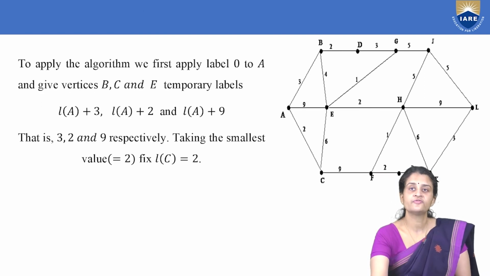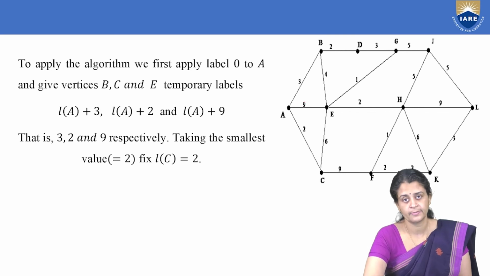Applying this algorithm, we first apply label 0 to vertex A. Then we can give labels to vertices B. What are the vertices adjacent to A? You can see that there are B, D, and C. L of B can be given as L of A plus 3, L of D as L of A plus 9, and L of C as L of A plus 2.